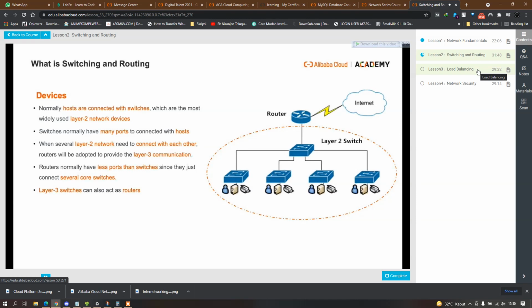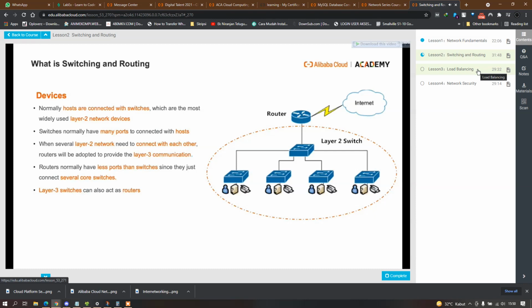Just now we had a brief introduction about layer 2 switches, layer 3 switches, and routers. So here we will have a detailed understanding of the devices. The first one is that normally hosts are connected with switches, which are the most widely used layer 2 network devices. Not only switches, but also devices like repeaters work in the layer 2 network.